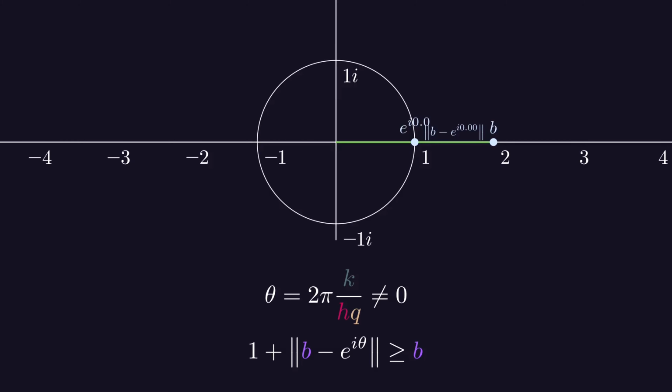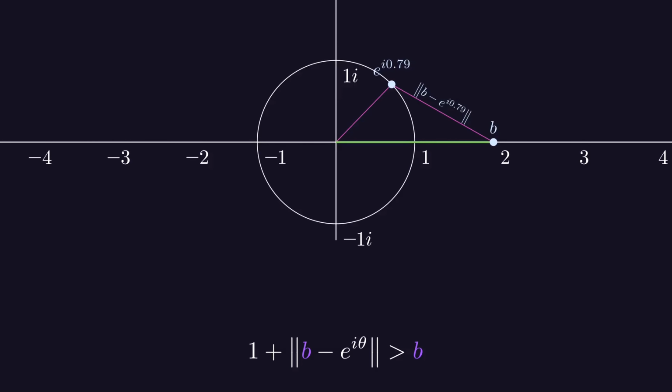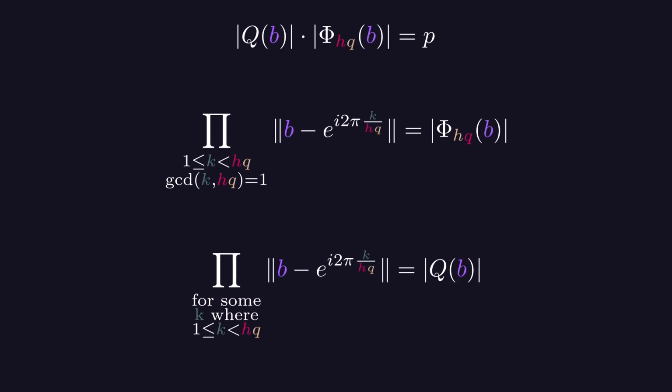But theta is 2 pi k over hq, and since k is between 1 and hq minus 1, this is definitely not 0. That means that our inequality is strict. After shuffling some of the terms around and recalling that b is greater than or equal to 2, we see that the magnitude of b minus e to the 2 pi i k over hq is greater than 1. This means that the absolute value of phi sub hq of x is greater than 1.